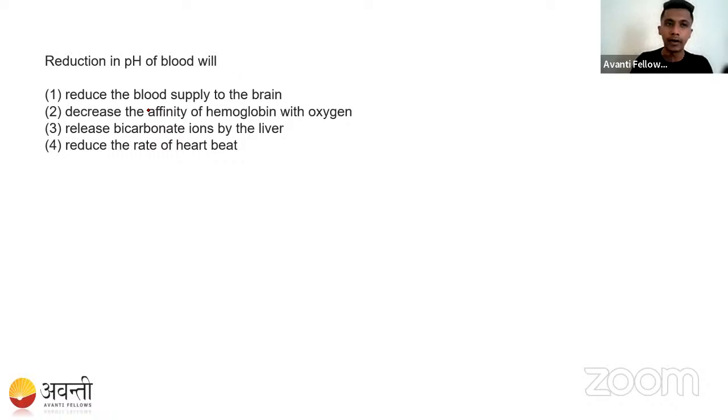So here that doesn't happen, like reduce the blood supply to the brain. So that is a wrong option. Our second option, decrease the affinity of the hemoglobin with oxygen. So this is actually correct.